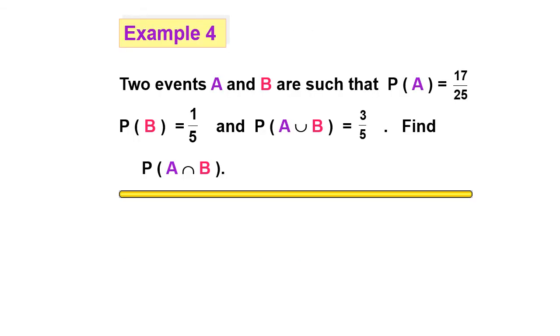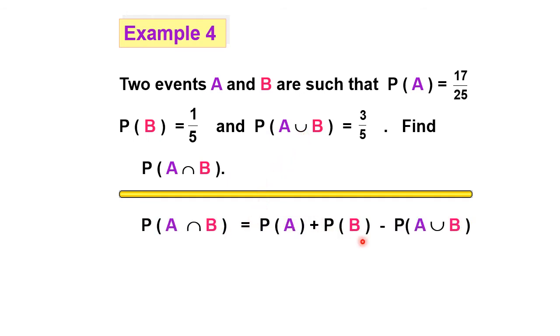Okay, next for example 4. The two events A and B are such that probability of event A is 17 over 25, probability of event B is 1 over 5, and probability of A union B is 3 over 5. So find the intersection. Right, so this is basically just straight away substitute into the formula, right? So we know A plus B minus union. So just substitute all these values and press your calculator and you get the answer, that is 7 over 25. Okay, this is very easy, very straightforward.